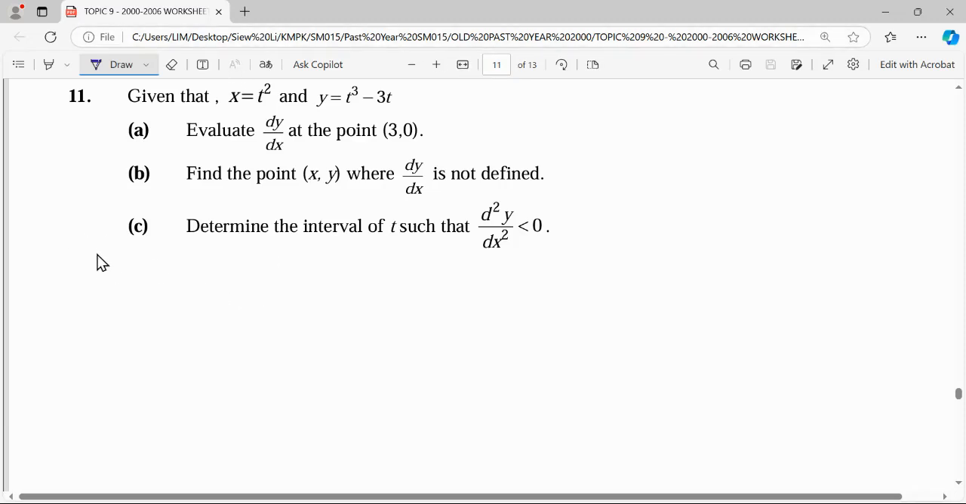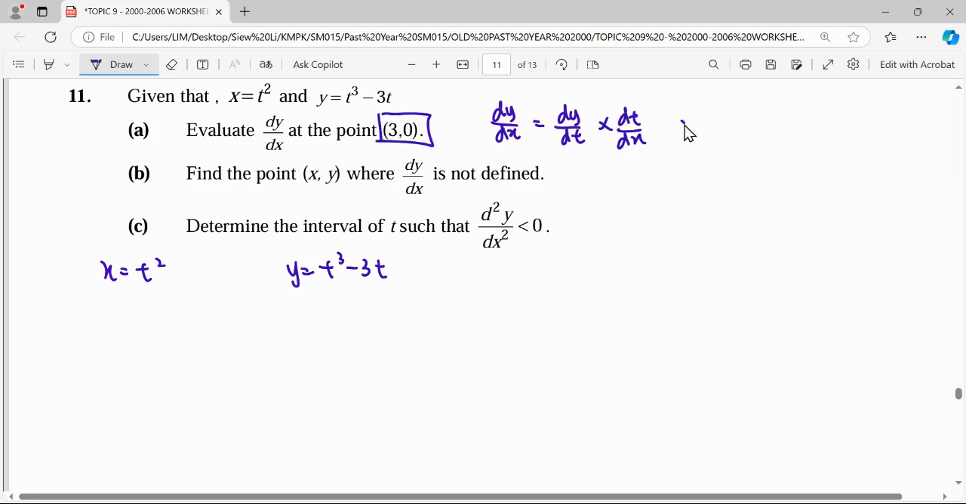Given that x equals t squared, y equals t cubed minus 3t, evaluate dy/dx. Parametric differentiation means you need dy/dt times dt/dx. At the point (3, 0) means x equals 3, y equals 0. So first of all, we differentiate x with respect to t: power move to the front, power minus 1, and we invert it to become 1 over 2t.